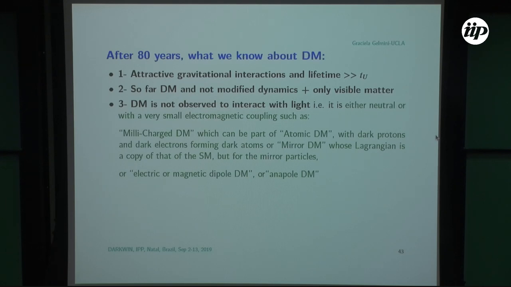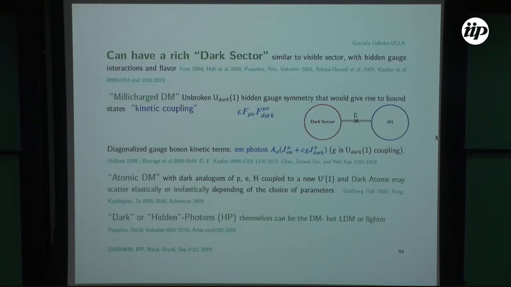Okay, so this is the milli-charge. It could have a very small charge, or actually a small electric or magnetic dipole, or be anapole dark matter. I think there will be some lectures about this. The way in which this is done many times, for example in charge, is through a small coupling, in this way. As you know, F mu nu in electromagnetism is a kinetic term because it gives you the propagator of the photon.